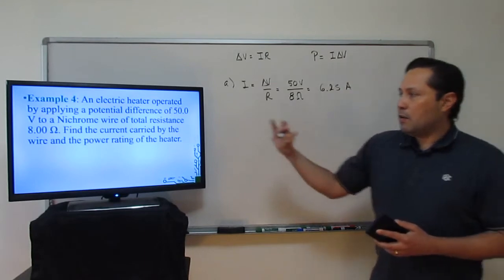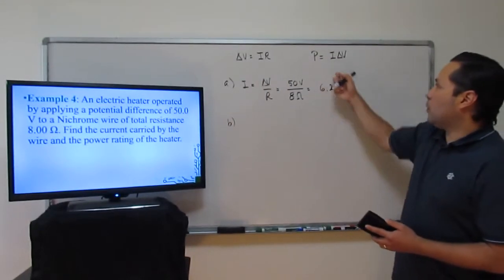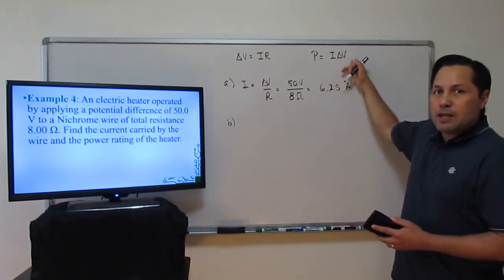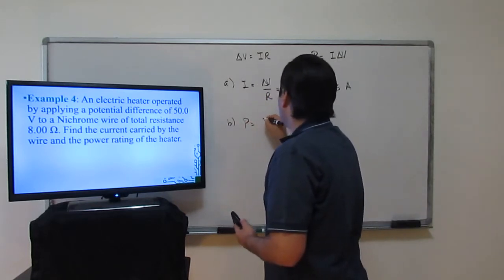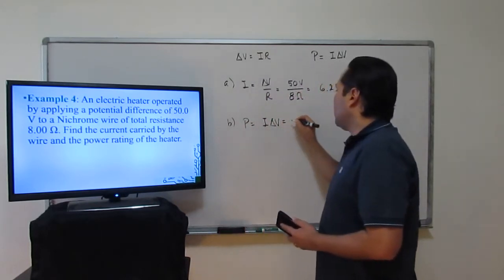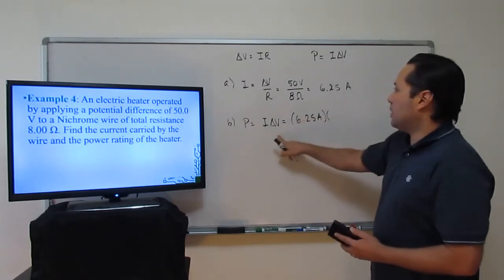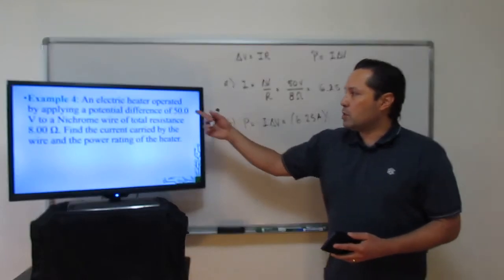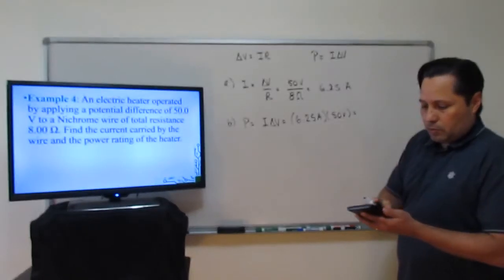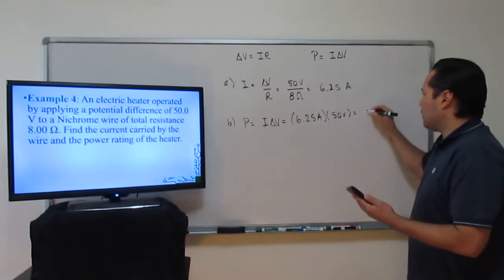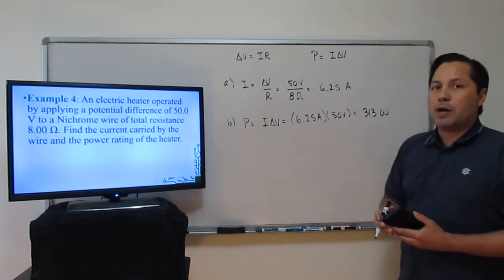In part B, they said find the power rating of the heater. Alright, for that one, we will use this formula here where we have the current and we multiply times the voltage, and that's going to give us a power rating. So that's going to be I times delta V. So the I is the current, which is 6.25 amps. We're going to multiply times the V. The voltage was given to us. It is 50 volts. So multiply times 50. That's going to give us, we're going to round it off to 313 watts. And that is the power rating for this problem.